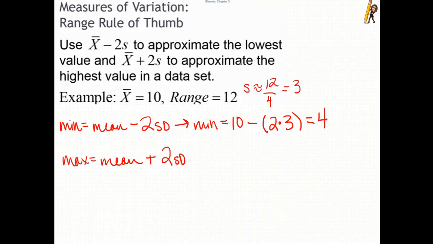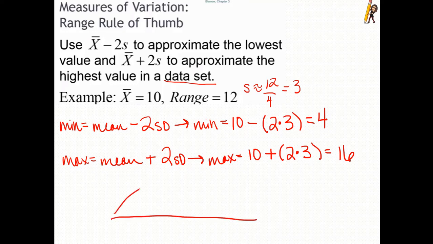And we don't even really have a context for this data set. We just know that it's a number. So I was going to give it a unit or a label, but I guess we don't have one. So we're just going to go to finding the max for this ambiguous data set. The max would be that mean number plus 2 standard deviations. So that'd be 2 times 3 for those standard deviations. So that's 10 plus 6, which is 16. So our minimum value is 4, and our maximum value is 16.